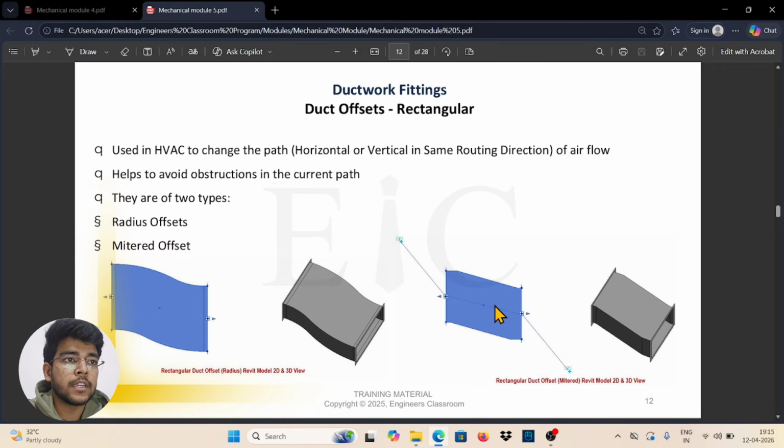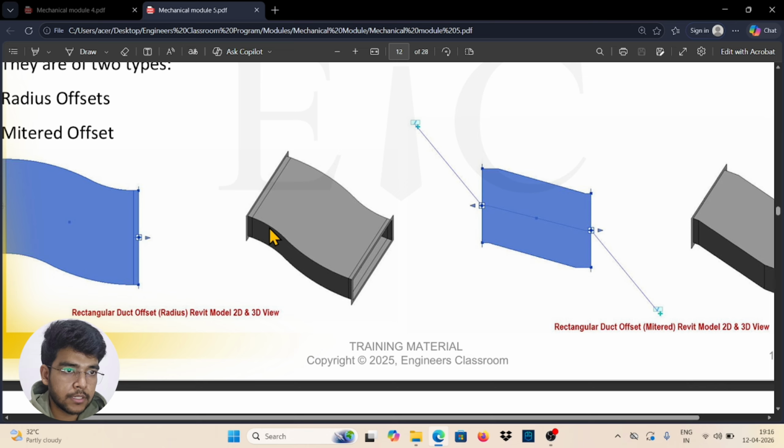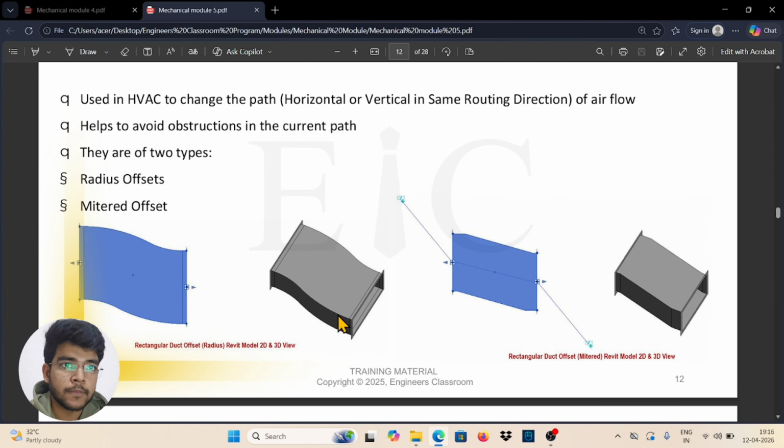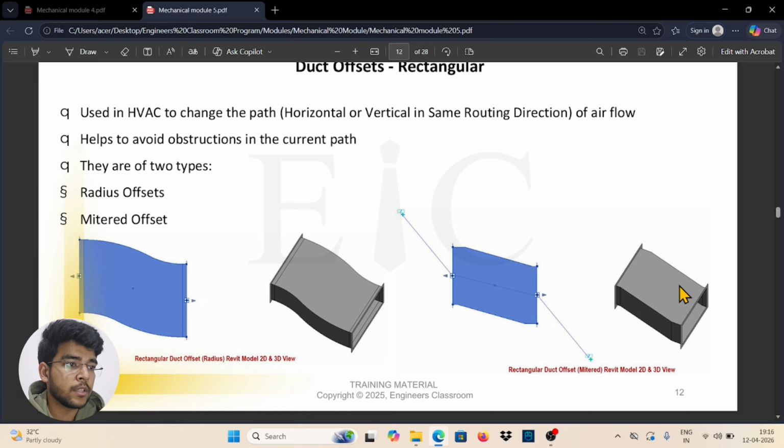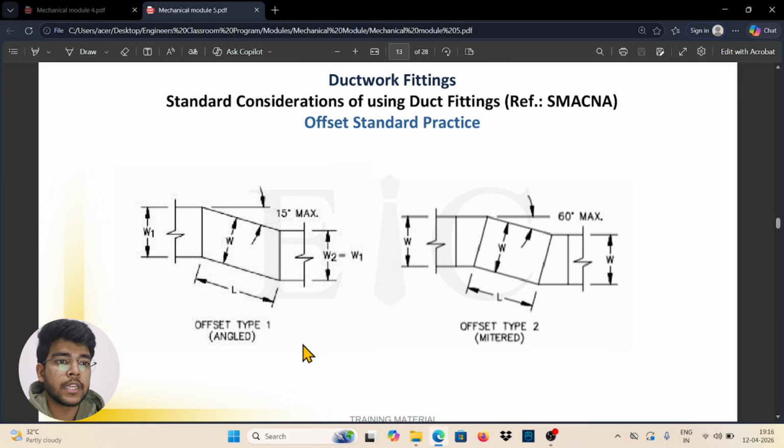Now you can see rectangular duct offsets. Several types of offsets are used in HVAC to change the path of the airflow, horizontally or vertically. Even if the path is coming in alignment and you have to change the direction, you can change it with this duct fitting. This is linear and this is slanting in nature. Radius offset and mitered: this is mitered, and this is radius, which is curved in nature. This is the 2D configuration of the same duct. This is mitered, this is angled.